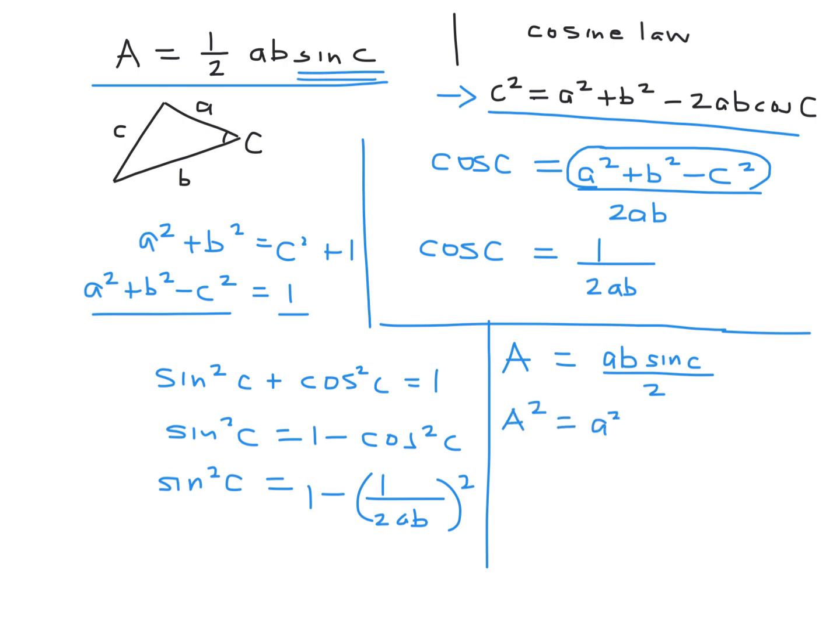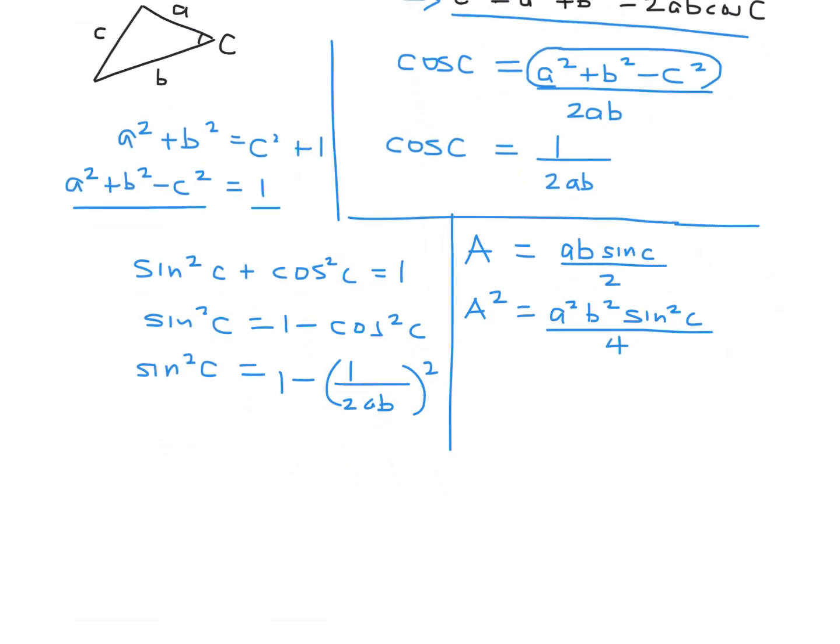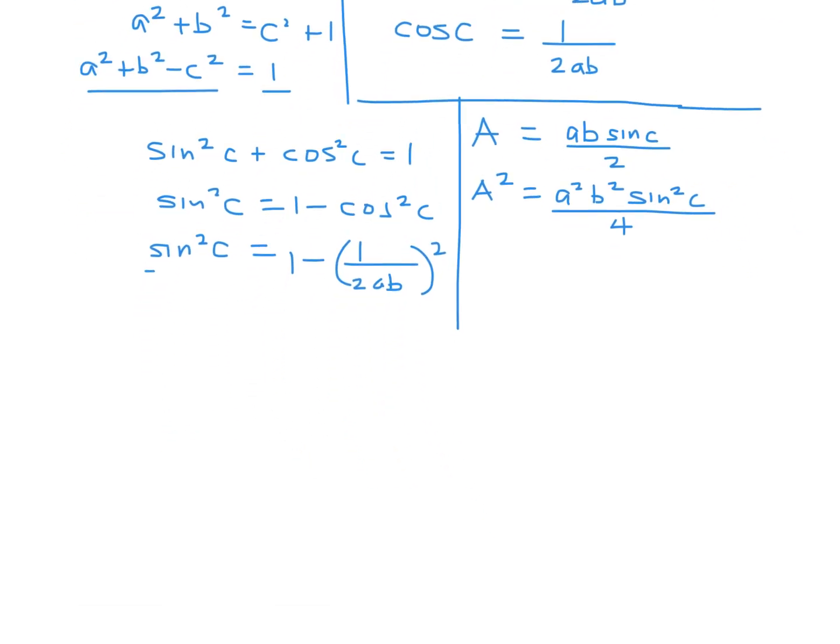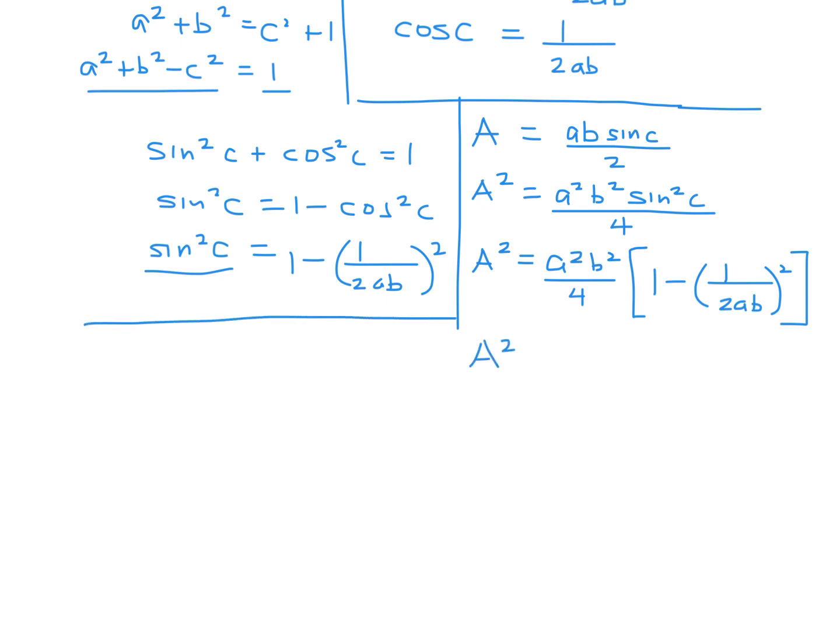And that gives me A squared B squared sine squared C over 4, right? And now I'm going to make the substitution for this guy. So that means A squared B squared over 4, and then the sine squared C is this 1 minus 1 over 2AB all squared. Okay. And then I will expand, and let's see what I get when I expand.